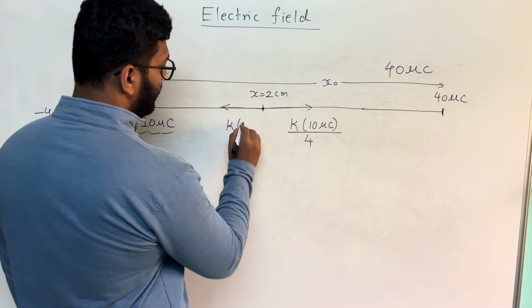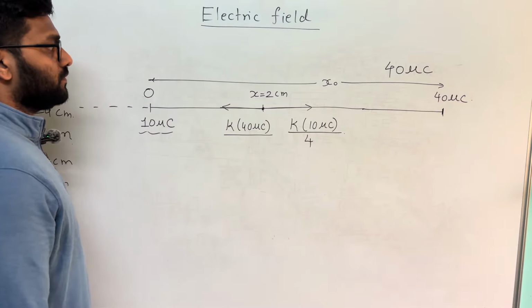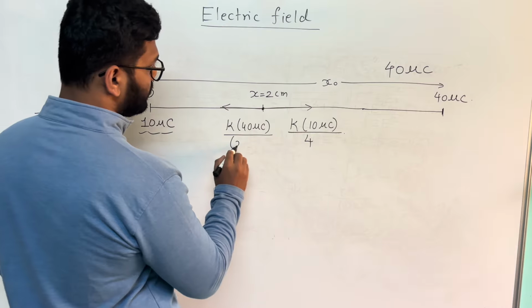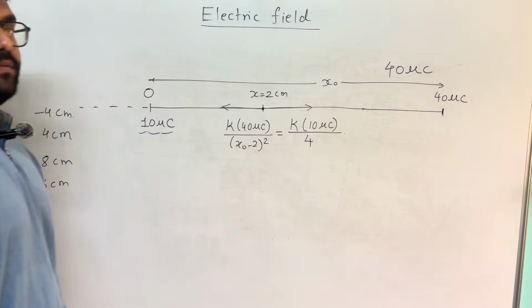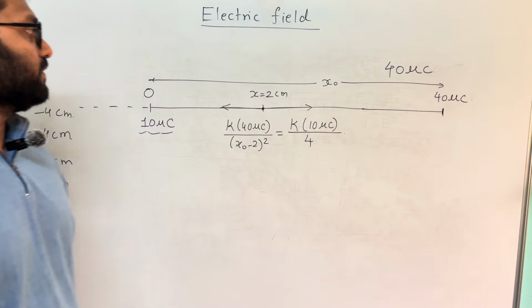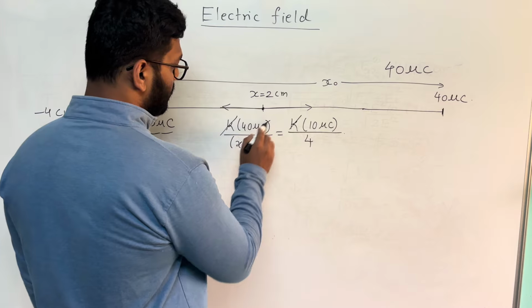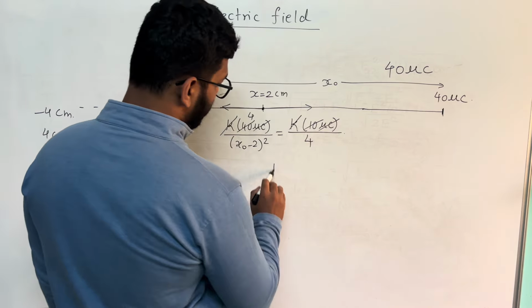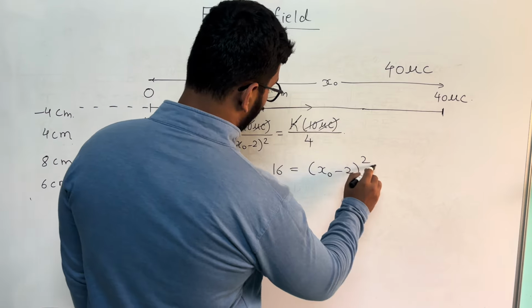So this will be k into 40 microcoulomb divided by (x0 minus 2) whole square. Now both of them are equal because we have to make the electric field 0 at that point. Okay, so k and k will get cancelled. Microcoulomb, this will be 4, right? So you will see here this becomes 16 is equal to (x0 minus 2) whole square.